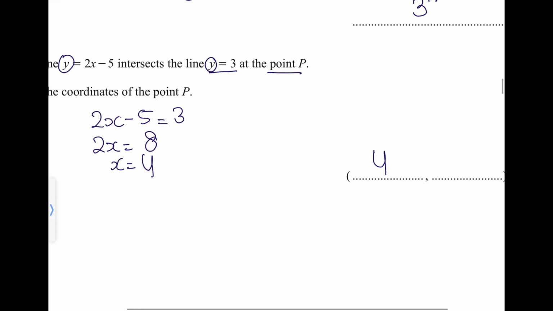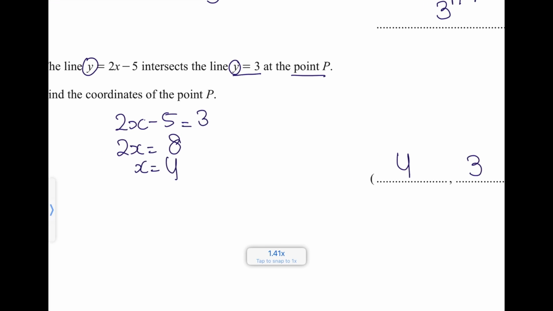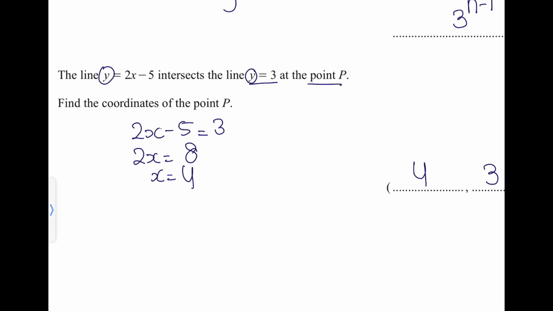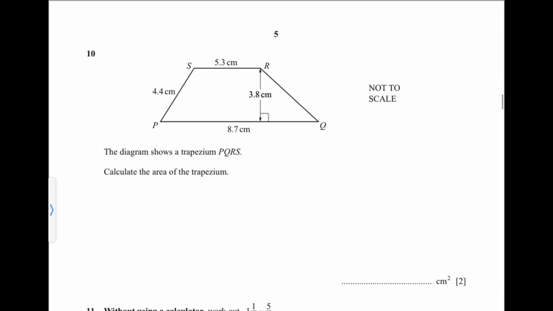Now the y coordinate will be 3 because on the line y equals 3, all the y coordinates will be 3. But you can also check it, because if you put 2 times 4, 8 minus 5 will also give you 3. So you can do it that way as well, just for checking.